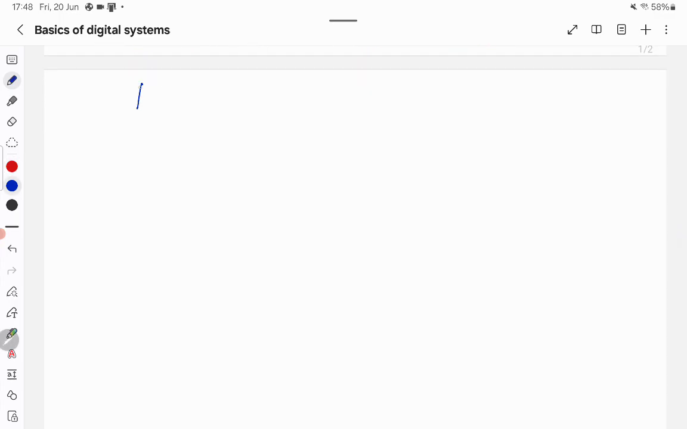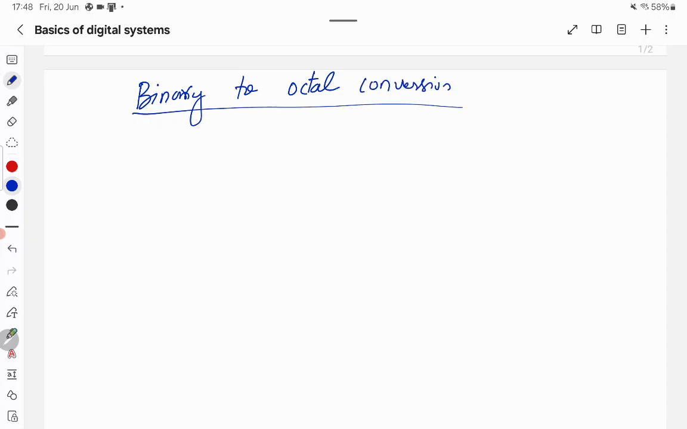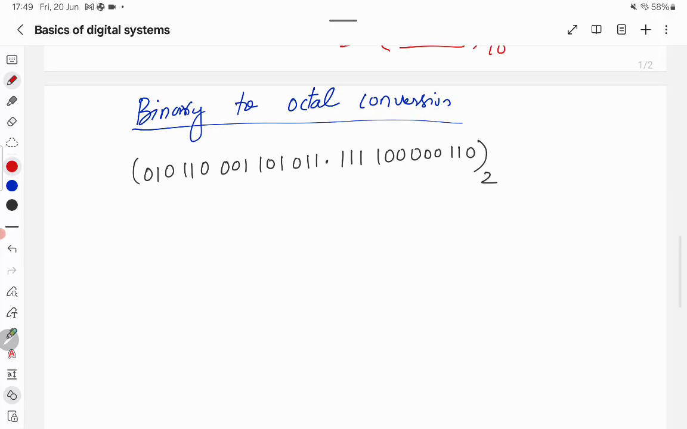Now, binary to octal conversion. So binary to octal: if you have the number 1 0 0 1 0 1 1 0 0 0 1, then 1 0 1, then 0 1 1, then 1 1 1, 1 0 0, then 0 0 0, then 1 1 0, base 2, right? Convert this to octal.